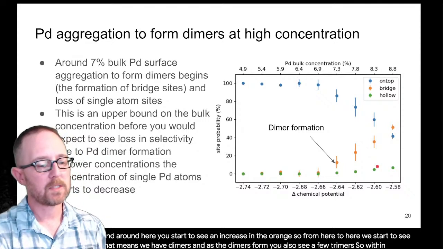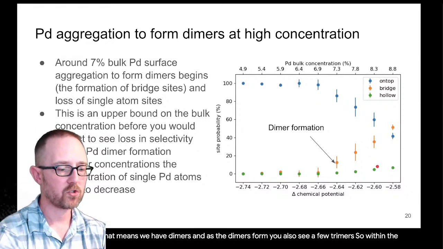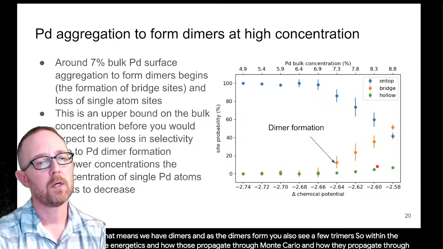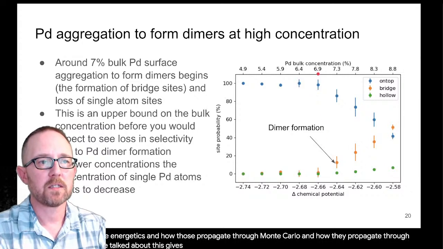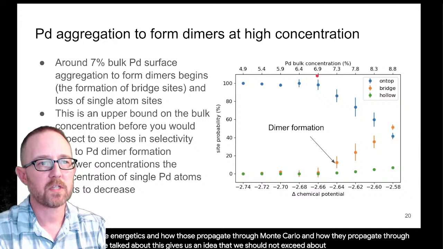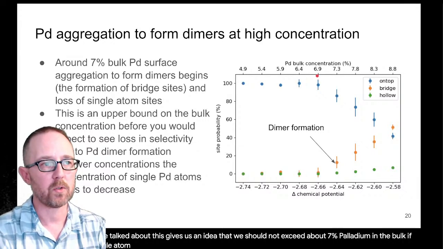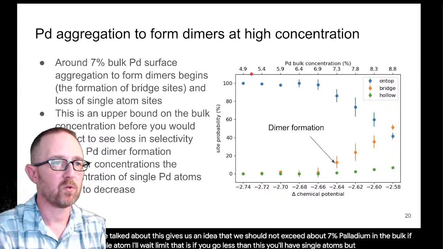So within the limitations of all the DFT approximations we've made, all the energetics and how those propagate through Monte Carlo and how they propagate through the other things that we've talked about, this gives us an idea that we should not exceed about 7% palladium in the bulk if we want to stay in the single atom alloy limit. That is, if you go less than this, you'll have single atoms, but fewer of them.